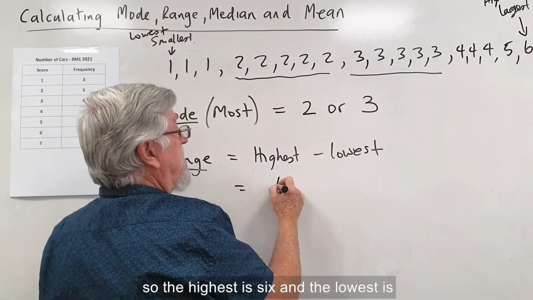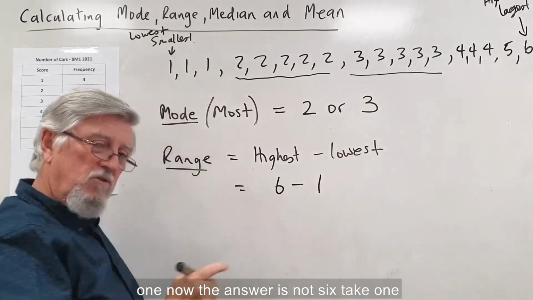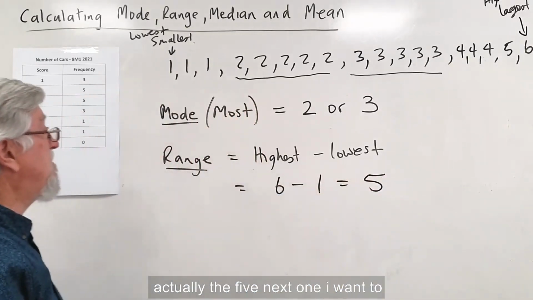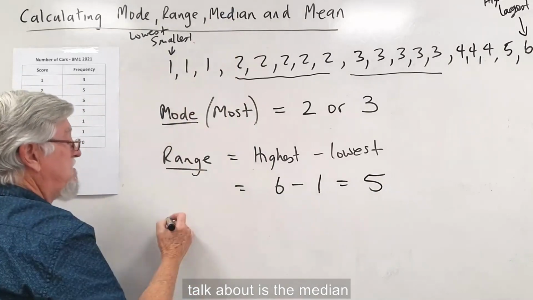The highest is 6 and the lowest is 1. Now the answer is not 6 take 1. 6 take 1 is 5. So the answer is actually 5. The next one I want to talk about is the median.